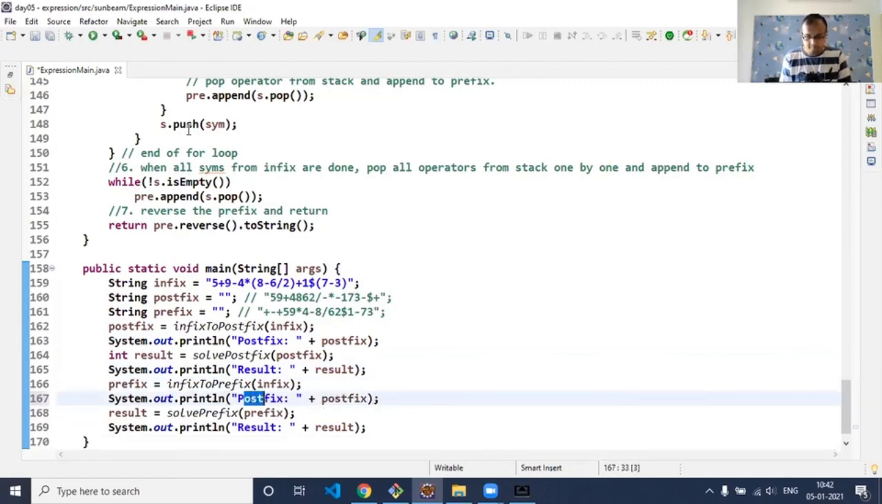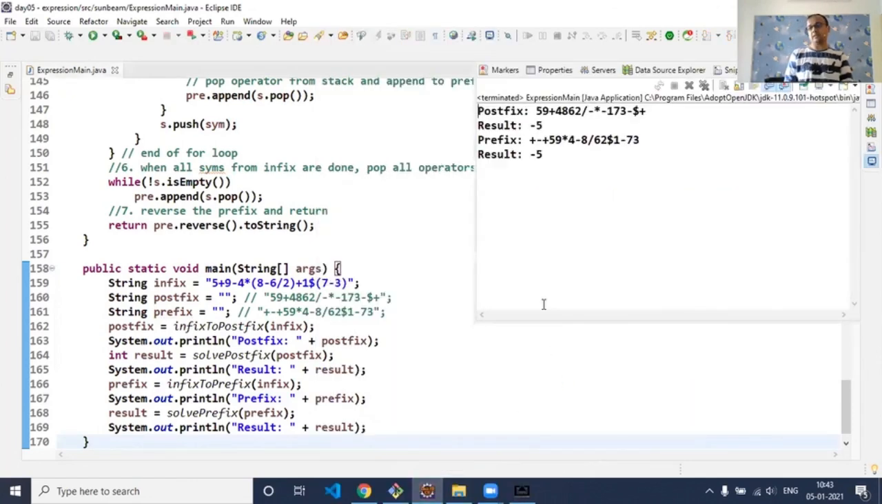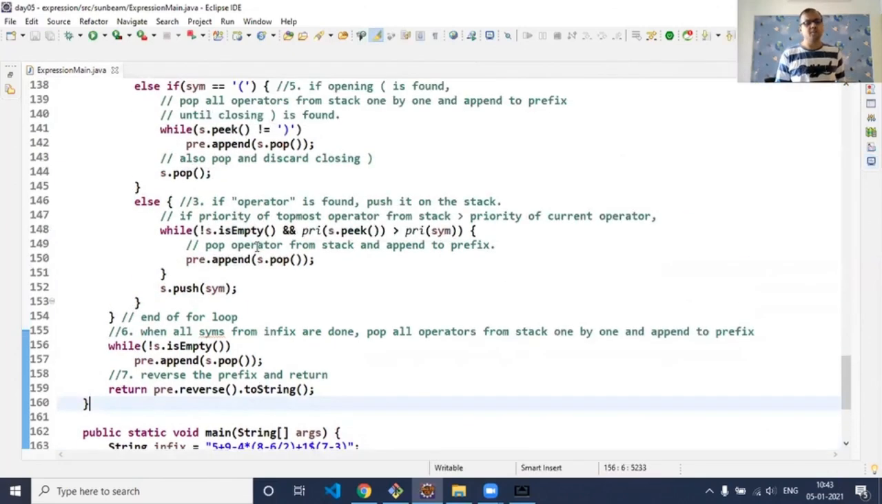Okay. We want to print that prefix as well. Right click, run as Java application. Oh yes, this is prefix. Is it correct? Yes, it is also correct. So as I said, the algorithm is pretty simple.